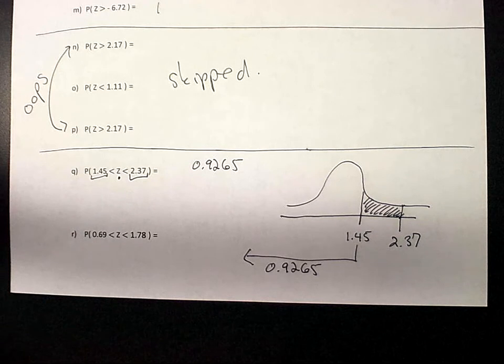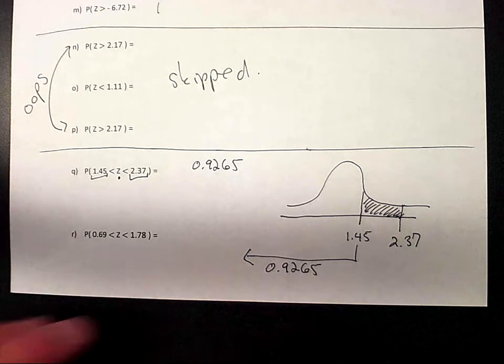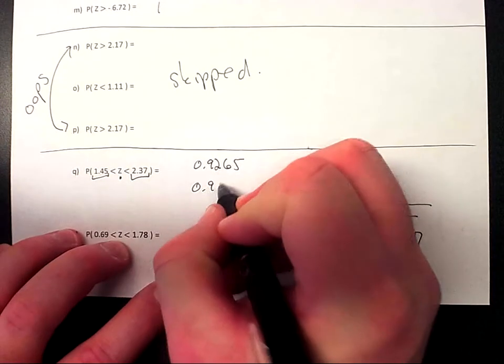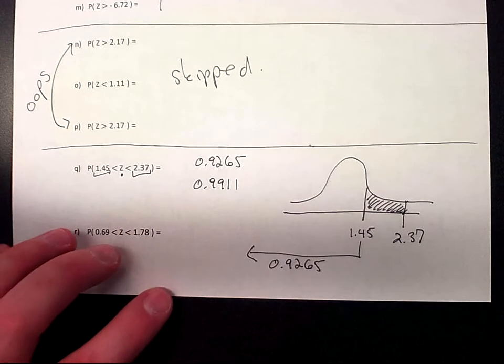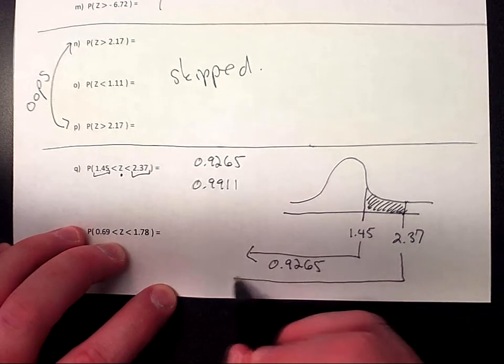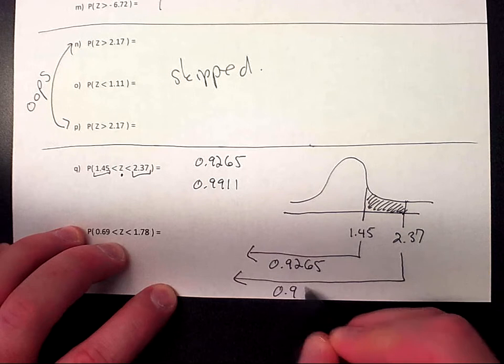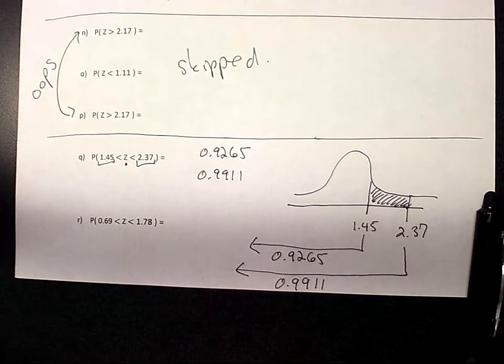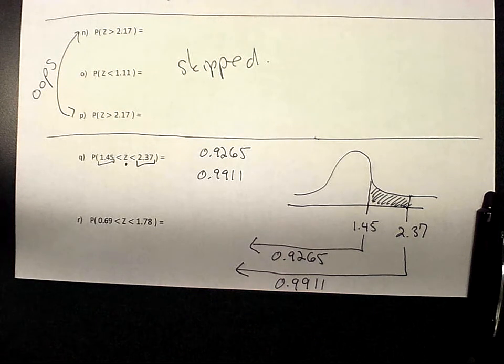Then if we look up 2.37, what do we get? 0.9911. Everybody good with 0.9911? And what's that saying? That says from 2.37 down, we have 0.9911 of our distribution. Right? Is everybody good with that? Now, I think that we have this. We draw this graph like this, and we want to find the shaded region. What are we going to do?